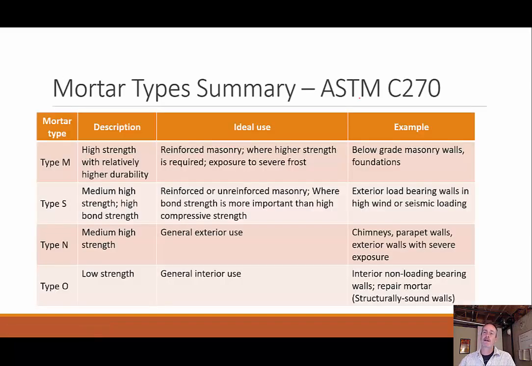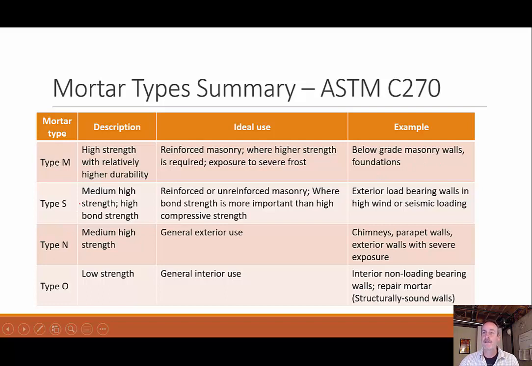So as a quick summary, this is our M, S, N, and O. Once again, decreasing strength as I go down. Type M, high strength, high durability, and where would I use this? Where I need reinforced masonry, a structural wall, also exposure to freeze and frost, right? So this is below grade type things, foundations.